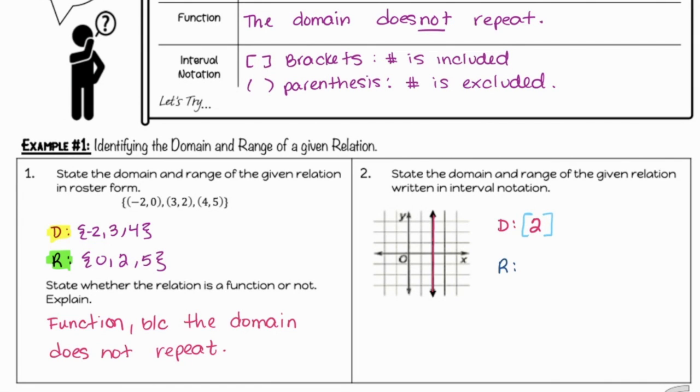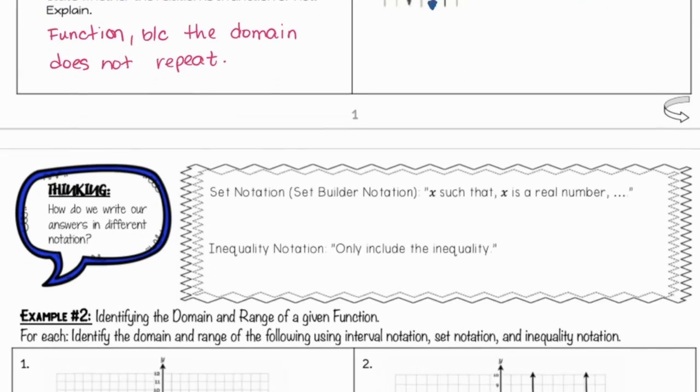My range, what are all possible Y values I can have? Now, I see that this graph keeps going on forever and ever on both sides. So the smallest possible Y value I could have is negative infinity. The largest possible Y value I could have is infinity. And what do I wrap these infinities with? I have to put parentheses. Infinities are never included. All right, so that was kind of like a little review. Let's look at the next piece.